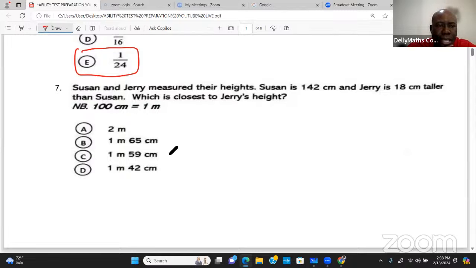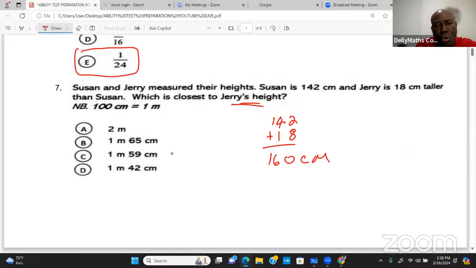All right, number 7 says, Susan and Jerry measured their heights. Susan is 142 centimeters and Jerry is 18 centimeters taller than Susan. All right, which is the closest to Jerry's height? So what we're going to do is use addition first to see where Jerry is. We're talking about 142, which is Susan's height, and we're going to be adding 18 more to that. So make sure that there is no error. 142 plus 18, double check that. That's going to land us about 160. So this is 160 centimeters.